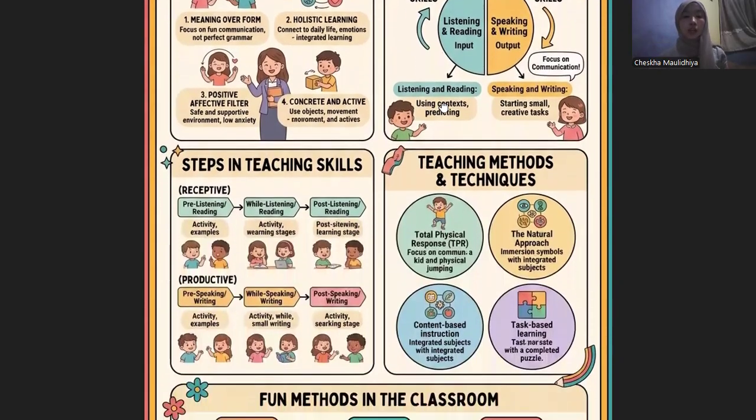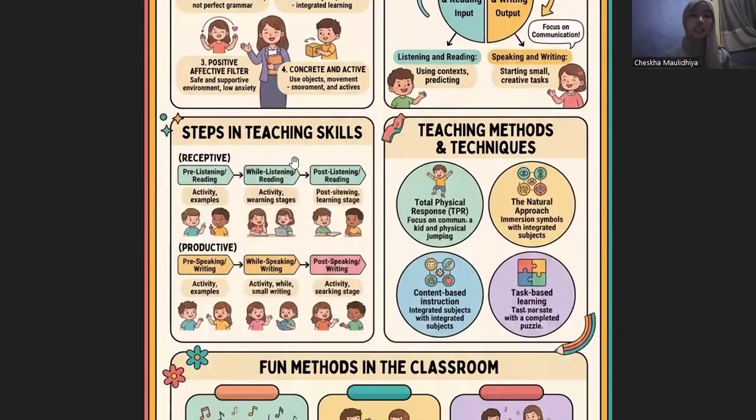Okay, stepping deeper. For receptive skills, there are three stages: pre-listening, while listening, and post-listening. First is pre-listening or pre-reading. In this stage, the teacher introduces the topic and activates students' background knowledge.